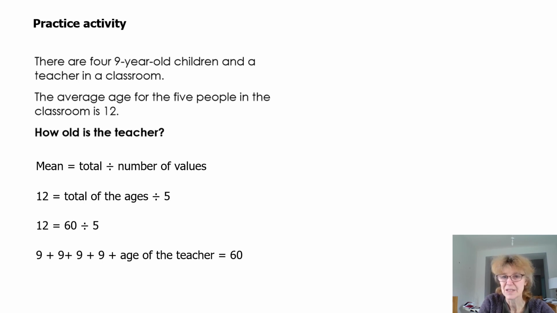Well, the total of all the ages together has to add up to 60. We know that the four children are all 9 years old. So that's 9 plus 9 plus 9 plus 9 plus the age of the teacher equals 60. So the teacher has to be 24. 4 lots of 9 is 36. 36 plus 24 equals 60. And hopefully you managed to work that out for yourself.